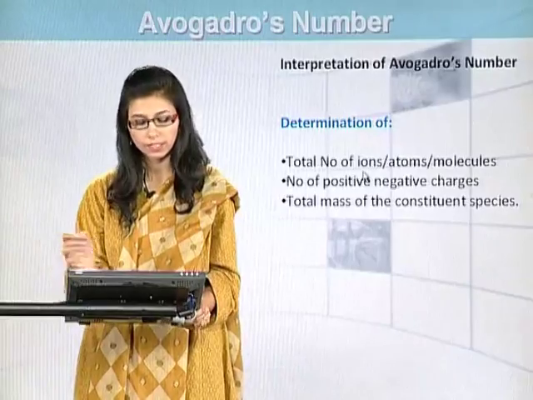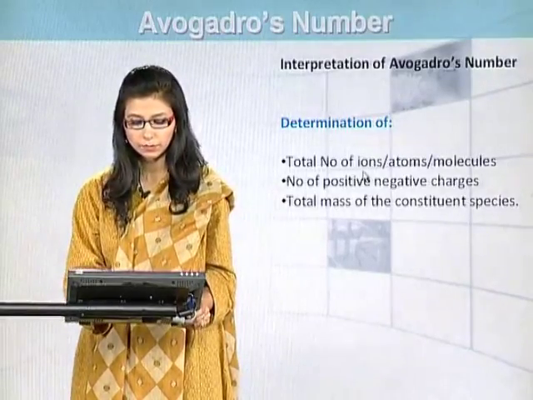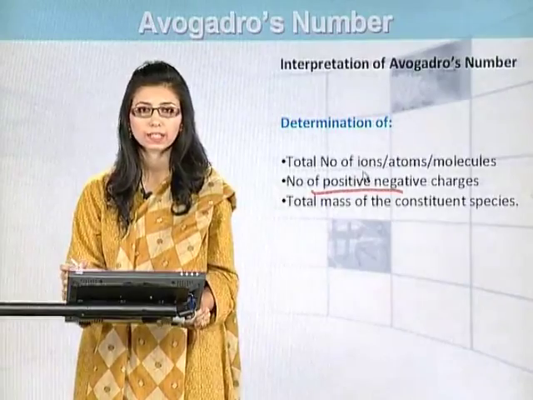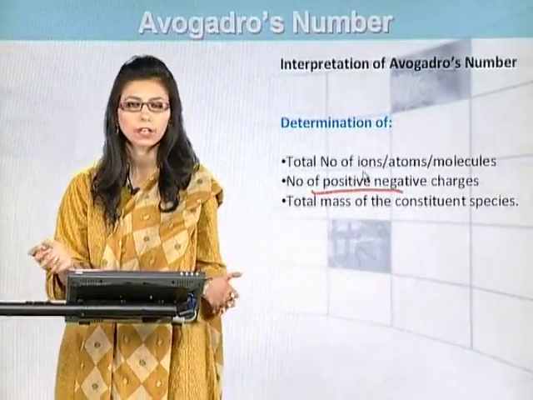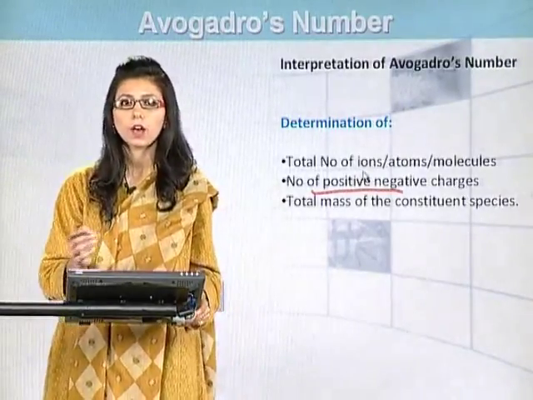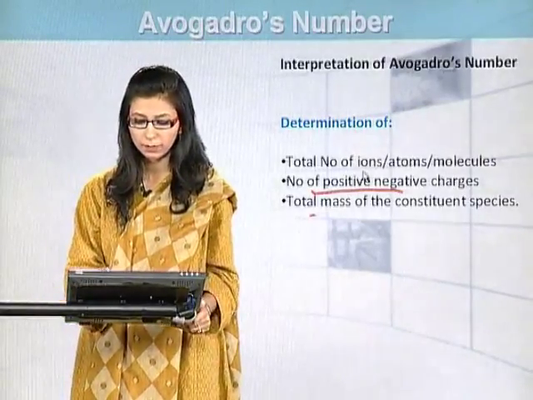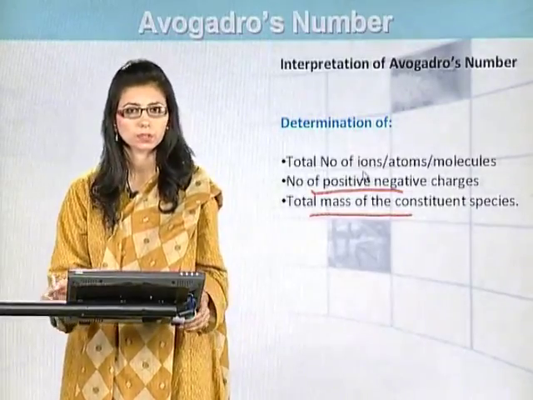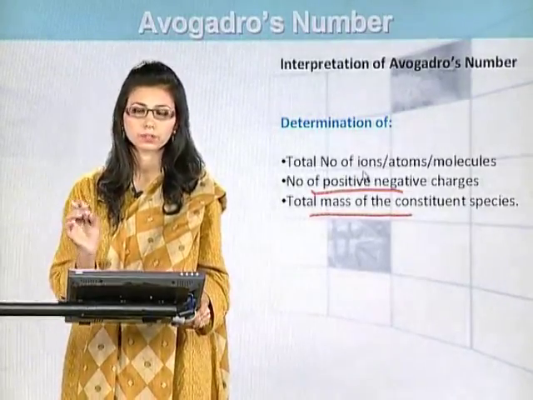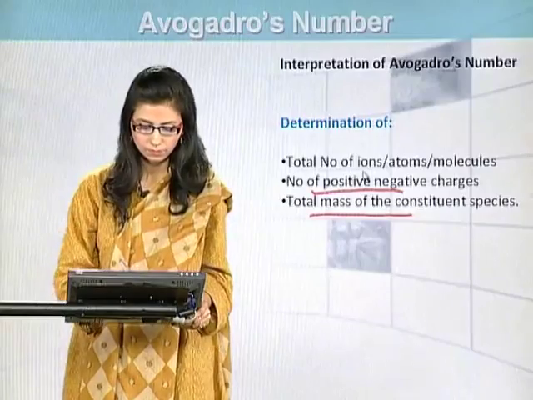atoms or molecules in a given quantity of a substance, number of positive and negative charges, like अगर हमने किसी एक substance की hydrolysis की है, तो we want to know how many charged particles, negative and positive ions are produced, and so as the total masses of the constituent elements can also be determined if we have Avogadro's number provision.